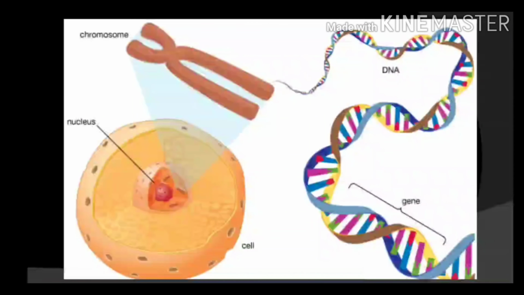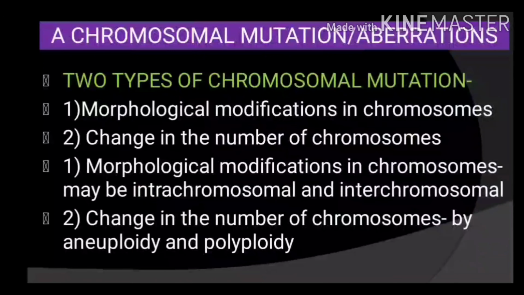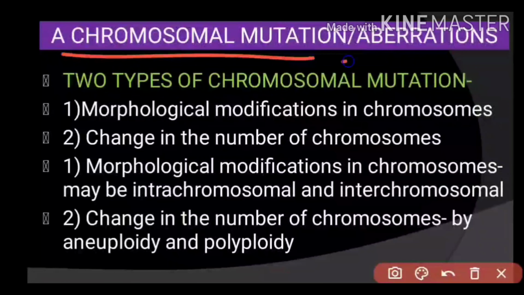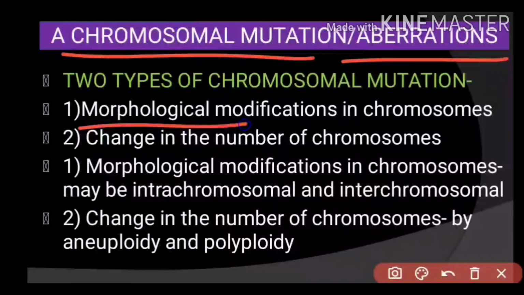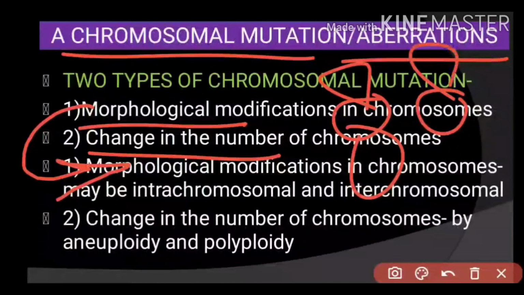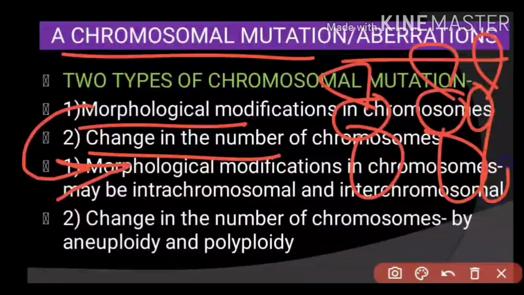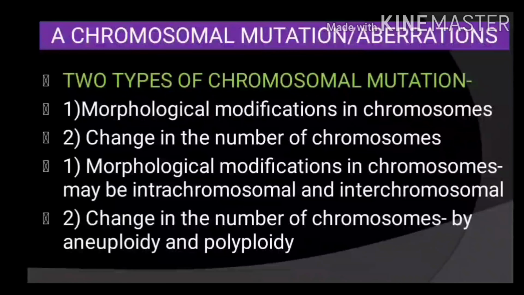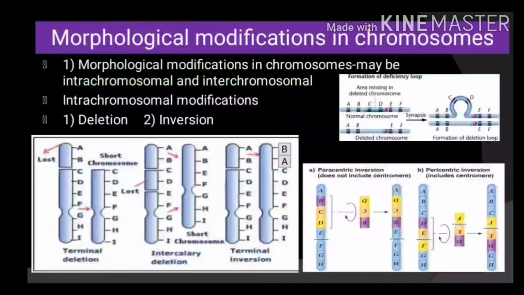So let's see here the chromosomal mutation, or we can say chromosomal aberrations. It takes place in two ways: morphological modification or changes in the number of chromosomes. Morphological modification takes place in two ways: intrachromosomal and interchromosomal. In intrachromosomal, one chromosome is affected, and in interchromosomal, two chromosomes get affected. So let's see first the intrachromosomal modification.